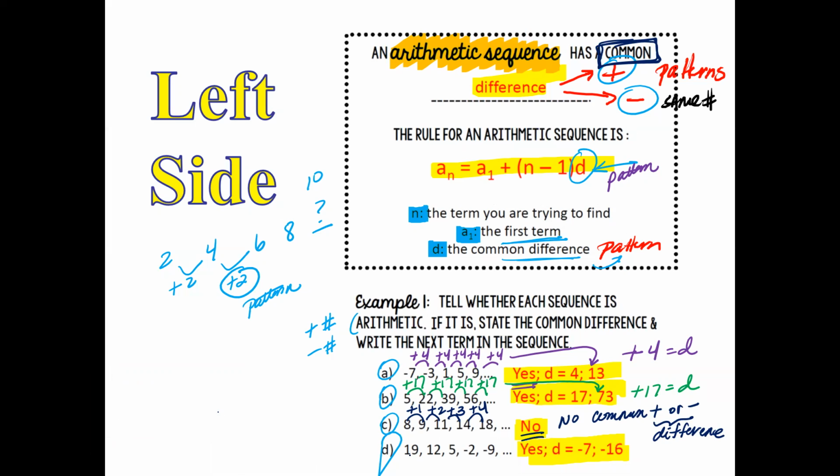All right, let's take a look at the next one. From 19 to 12, you are subtracting 7. From 12 to 5, you're subtracting 7. 5 to negative 2, you're subtracting 7. Negative 2 to negative 9, subtracting 7. And then negative 9 minus 7 is a negative 16. And that's your pattern.